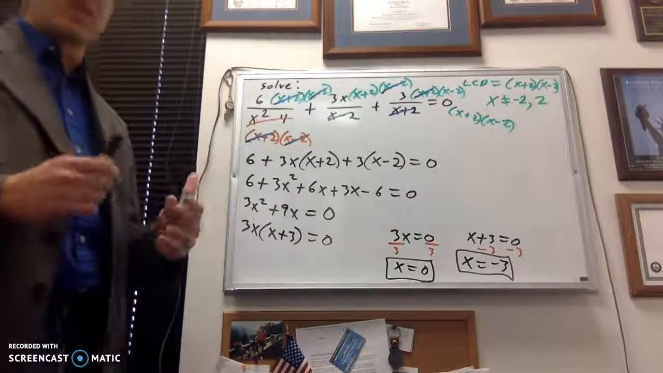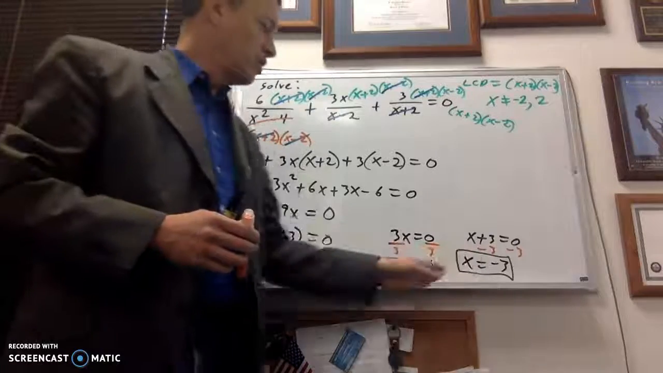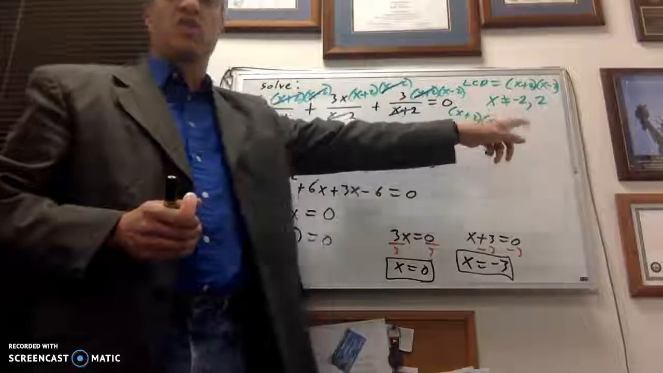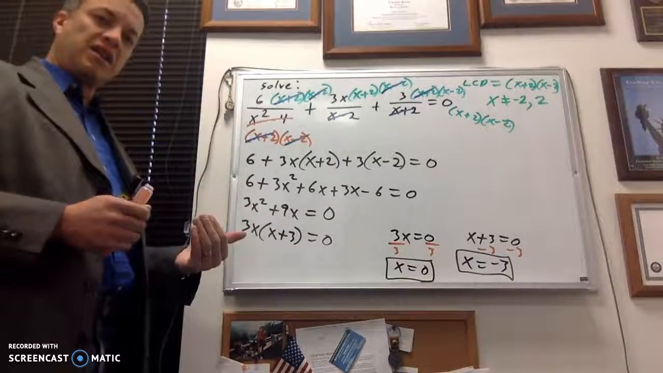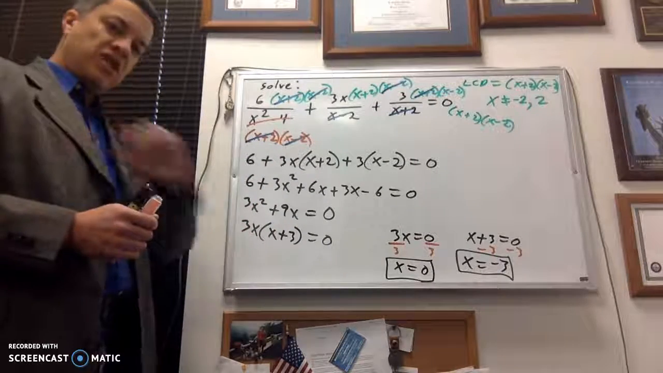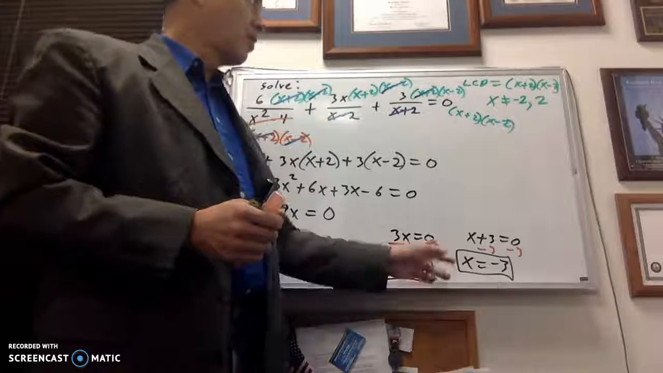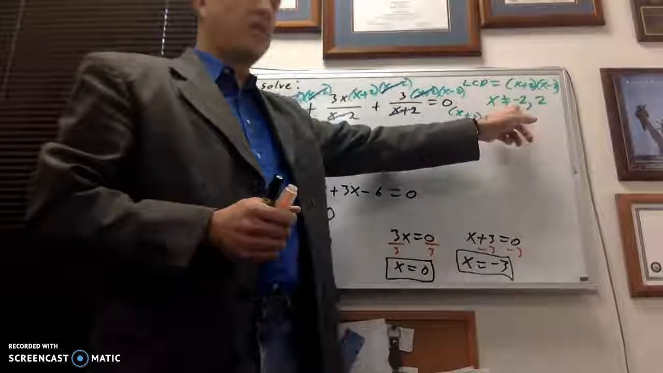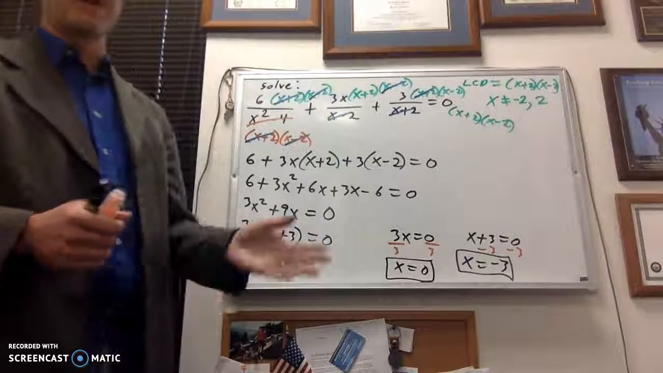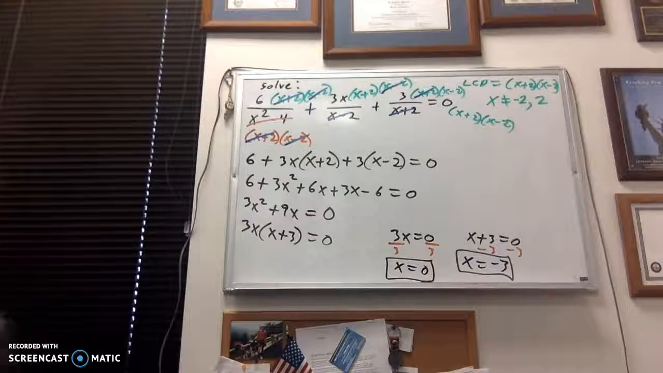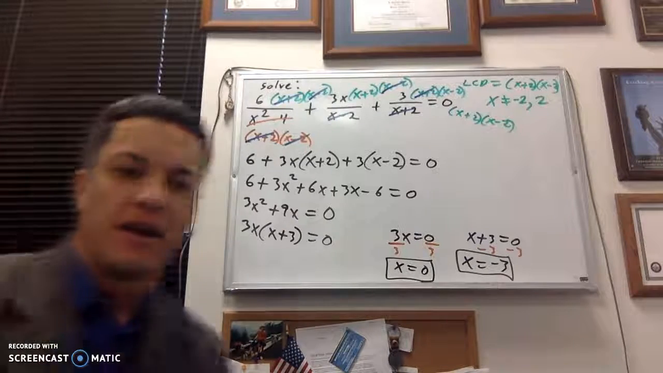Now there are instances where one of your solutions might be one of these restrictions, in which case you call that an extraneous solution, which means you've got to throw it out. There are also cases where all of your answers end up being within your restrictions, in which case you throw them all out and you've got no solution. So just keep that in mind as you go solving these things, okay? That ought to do it.